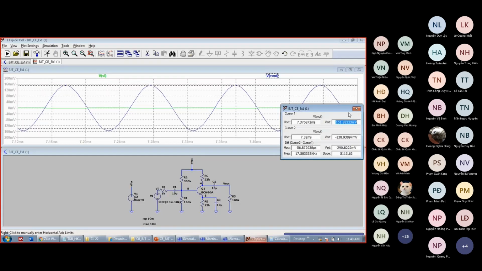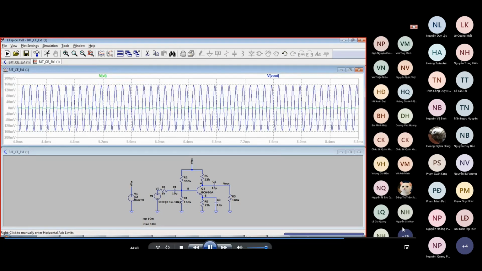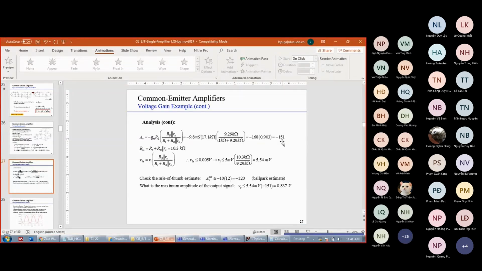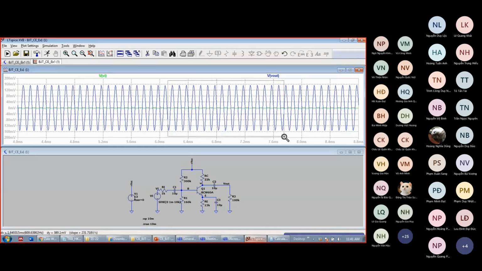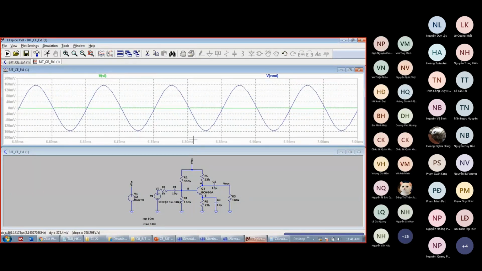Another thing to verify: for the common emitter, you have to verify just the absolute value of the gain, that is the 150. How about the minus sign here? The minus sign indicates that the output signal is out of phase compared to the input signal. How can you verify that? In this diagram, even when you make a zoom, you can see only Vout is a sine wave, but Vin is just a straight line in green here.